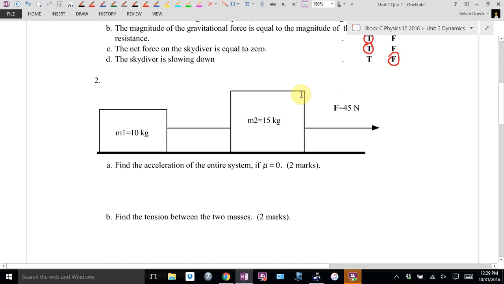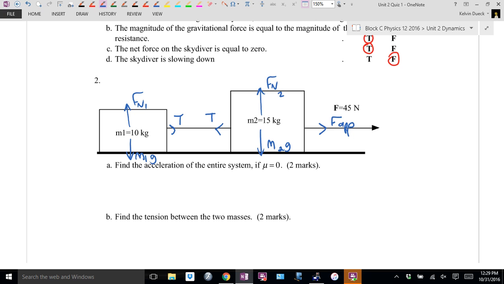Number 2 says, find the acceleration of the entire system. There's more than one mass. I'm going to label my forces. I'm going to have M1G, normal force number 1, tension, M2G, normal force number 2. Tension is slowing this mass down. And we have an applied force of 45 newtons to the right. And now I can find the acceleration of the system. Who's winning? The applied force.